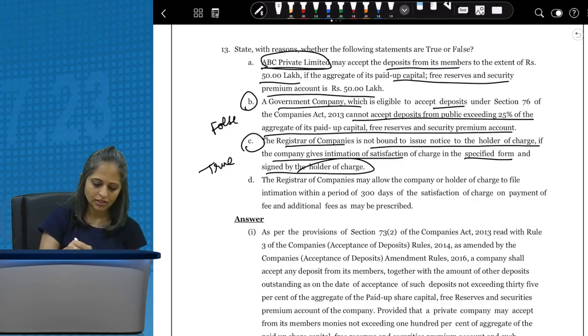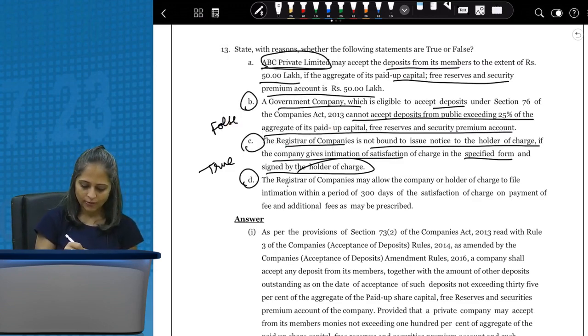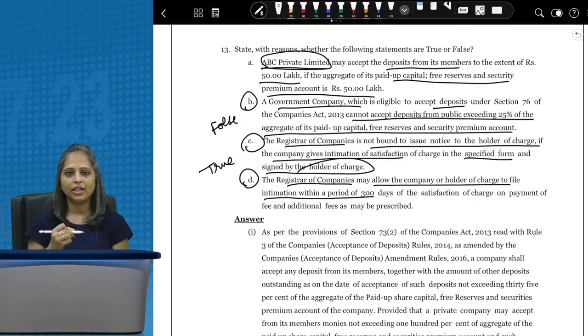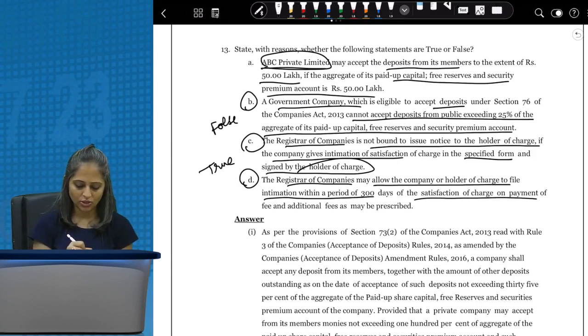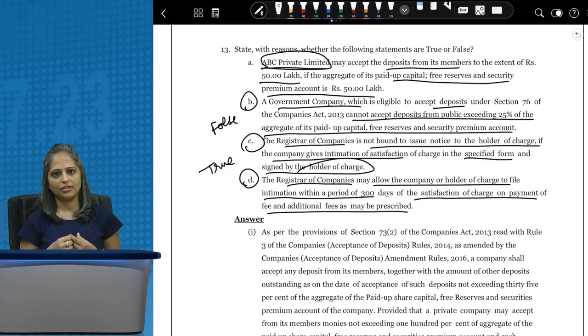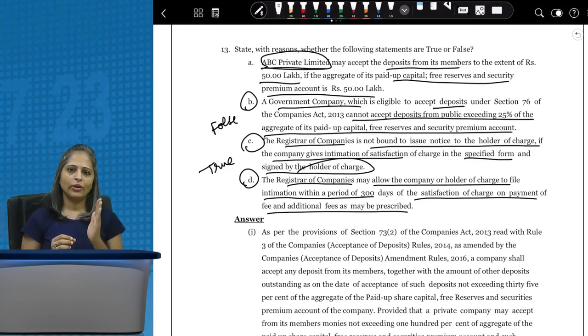Next question. The Registrar of Companies may allow the company or holder of the charge to file intimation within a period of 300 days of the satisfaction of charge on the payment of fees and additional fees as may be prescribed. So if you go back and understand within what time you have to register the charge, there are two provisions. One is before 2nd October 2018 and one is after 2nd October 2018. Before 2nd October 2018, you had to register the charge within 30 days. If not done, the Registrar will give you a further period of 300 days to register your charge.